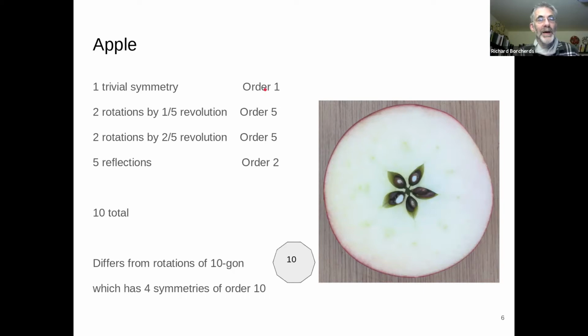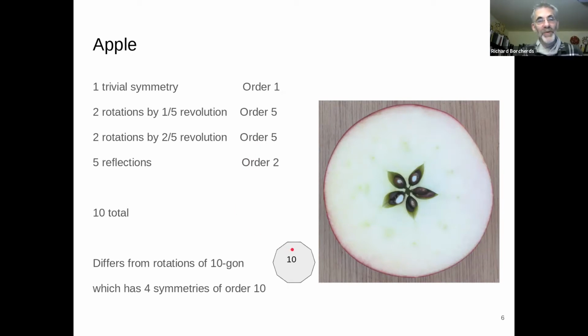And these 4 classes of symmetries are called the conjugacy classes. So roughly speaking, a conjugacy class of a group is a collection of symmetries that sort of look the same in some sense.